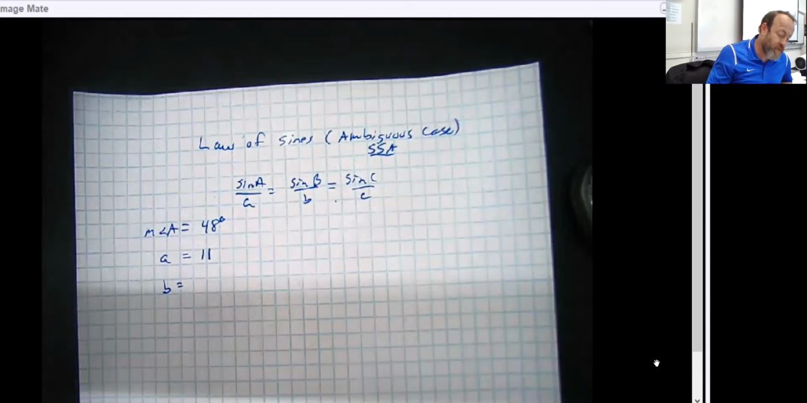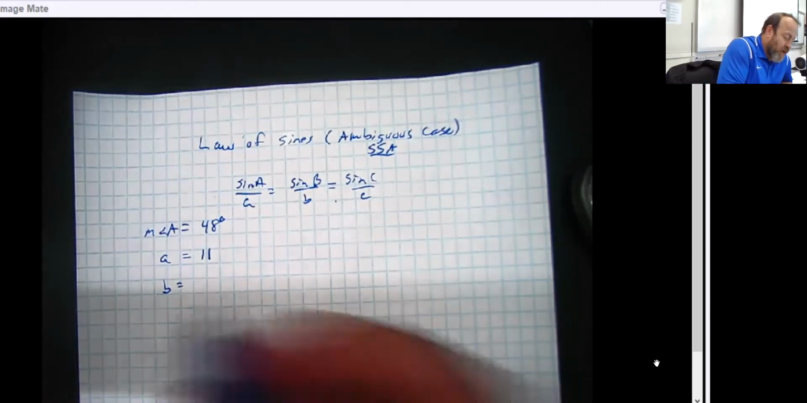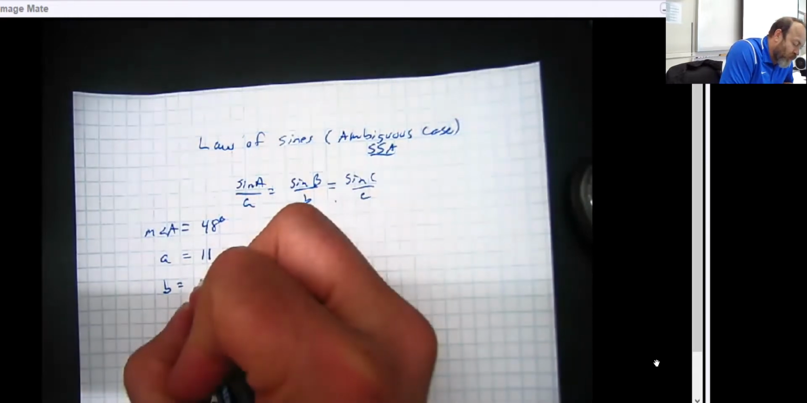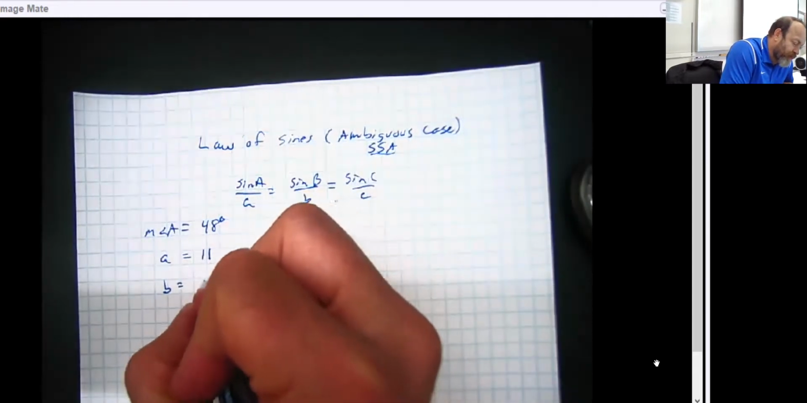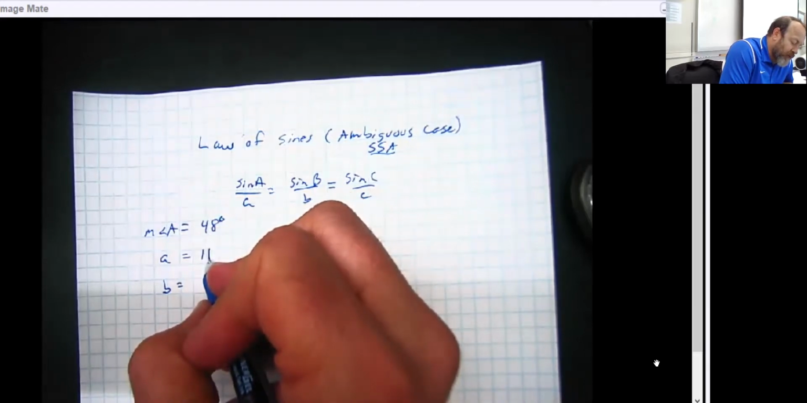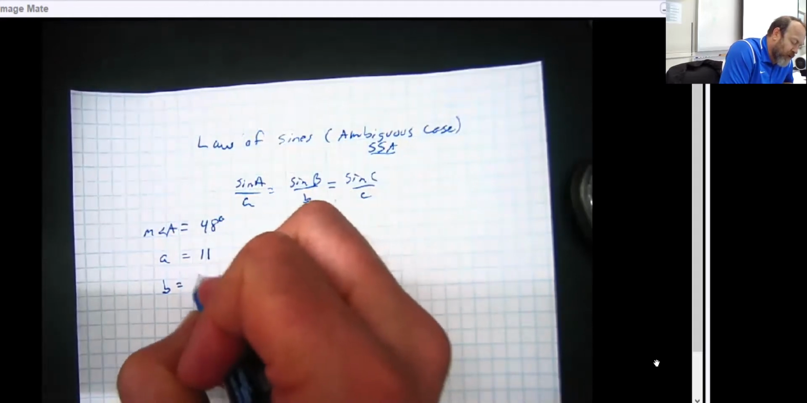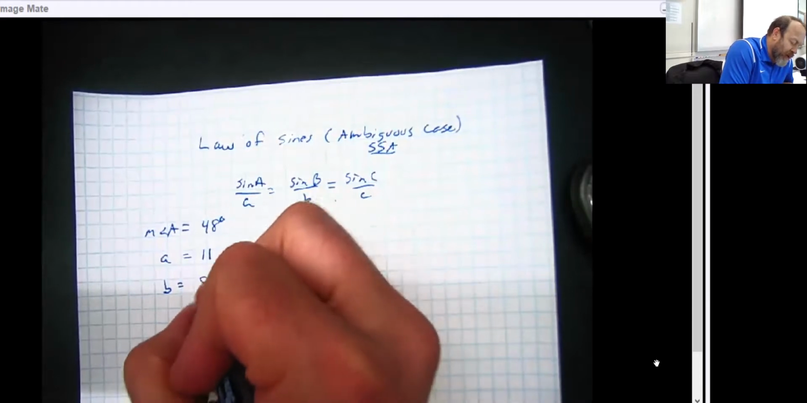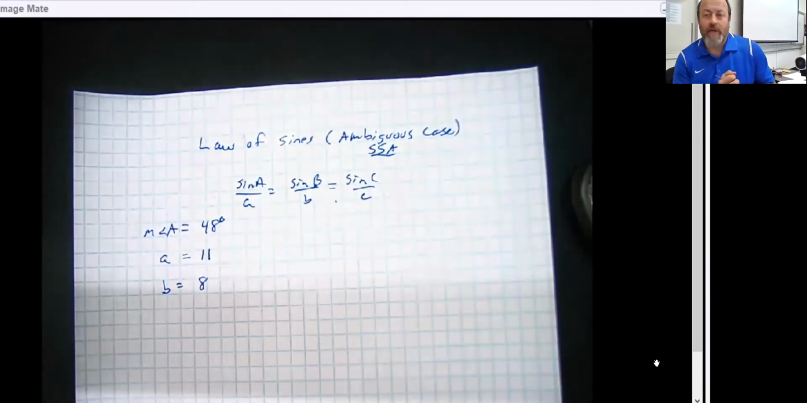Let's think for a second here. If that's 48 and I make that one 11, let's go ahead and make this side right here, let's say 8. Just a simple little value.